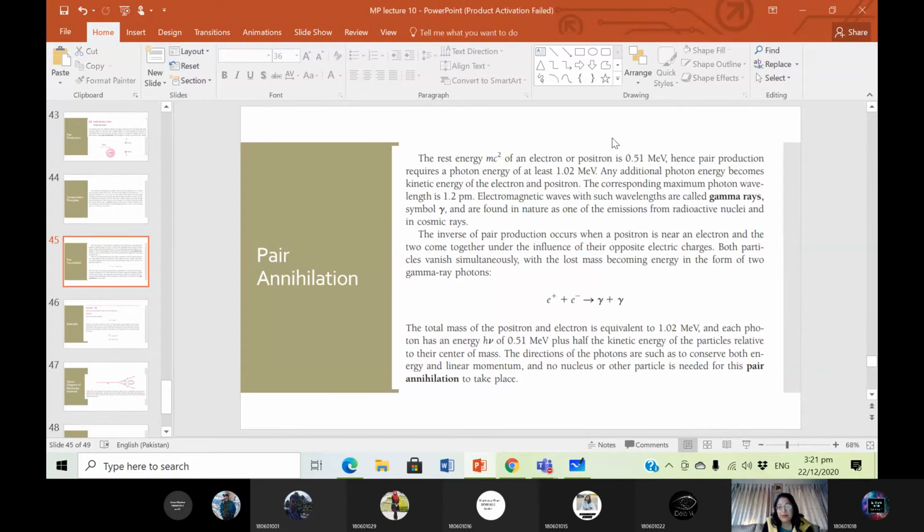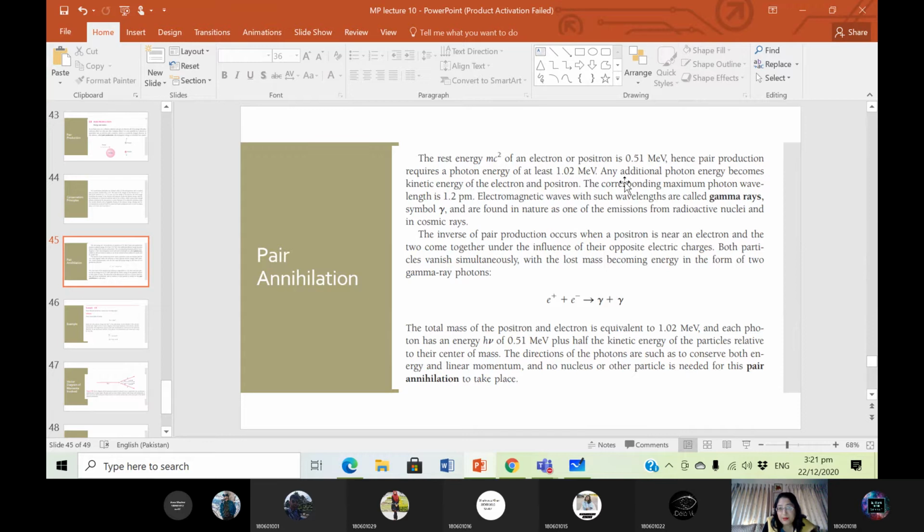ठीक है? So because the electron or positron की जो rest energy होती है वो 0.51 mega electron volts है, उसको अगर double करें तो we need to have at least as much as the double of that. So pair production requires a photon energy of at least 1.02 mega electron volts. ठीक है?